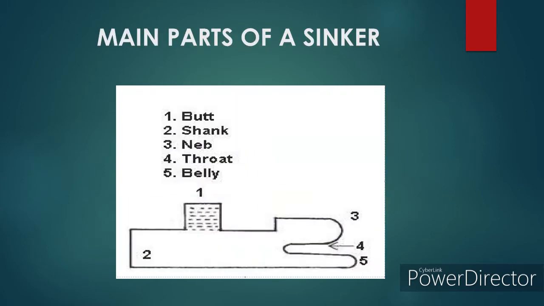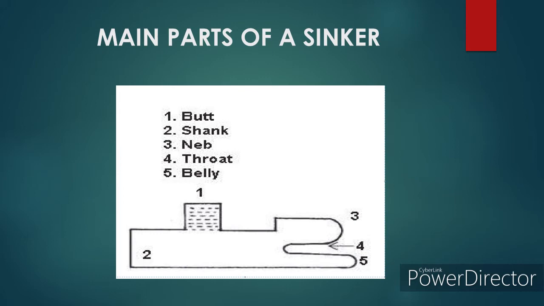Main parts of a sinker. There are 5 main parts in a sinker. They are number 1, butt, number 2, shank, number 3, nib, number 4, throat, number 5, belly.